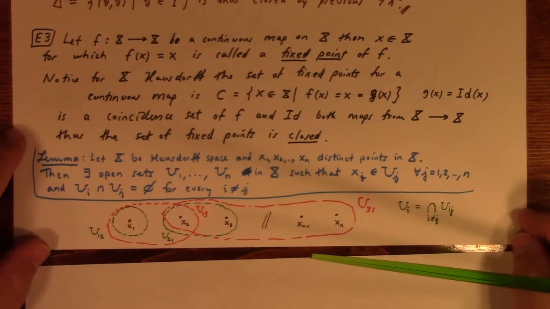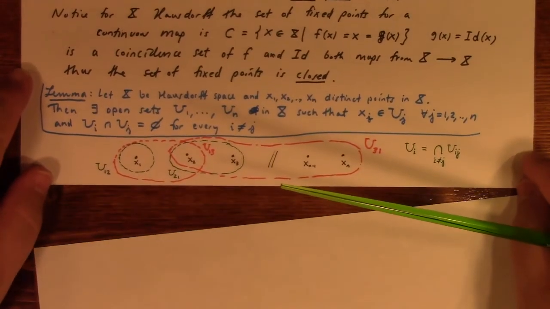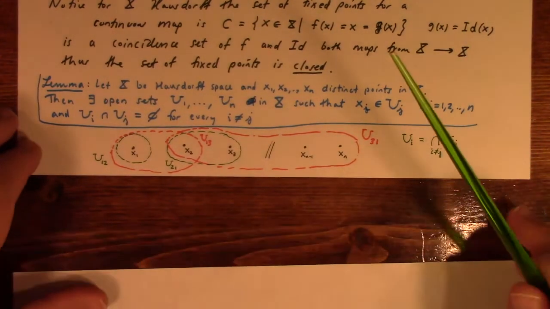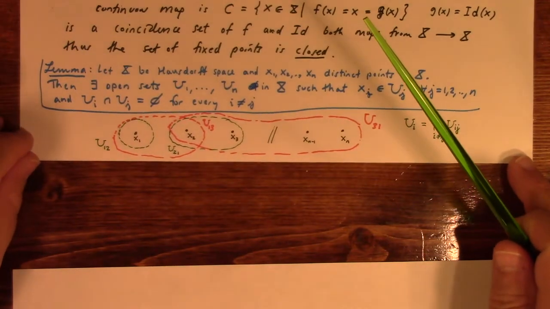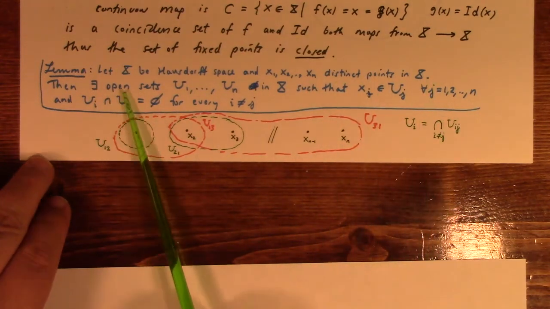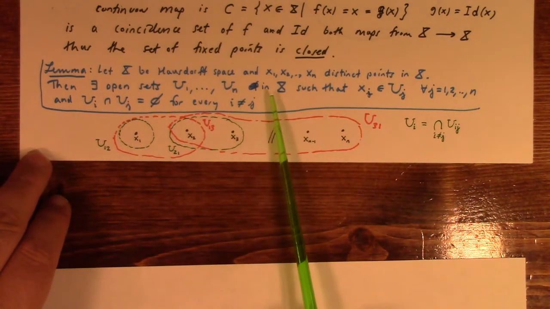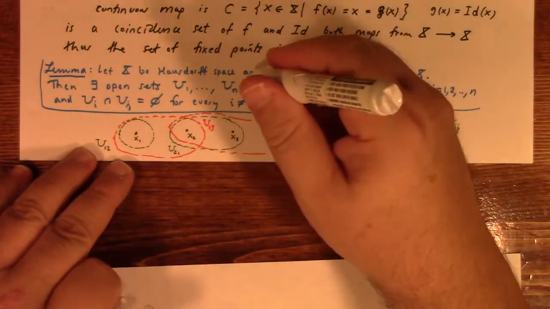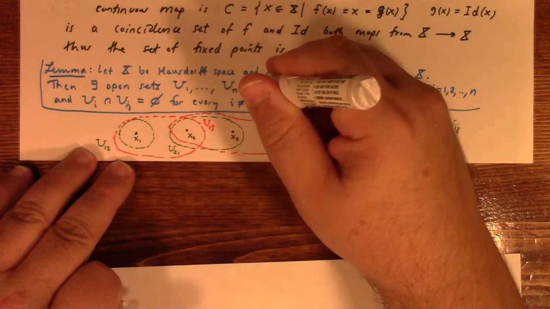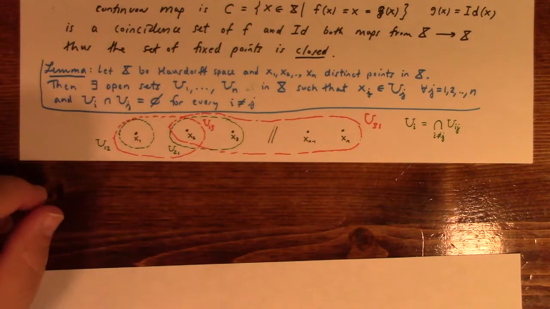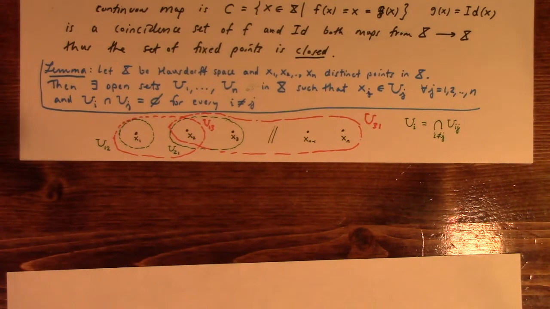And I tried to draw a picture on this page. We're going to have to go to the next page to do it justice, but let's try to start processing the proof here. So let X be Hausdorff, with x1 through xn distinct points in X. Then there exist open sets u1 through un in X such that each open set uj contains the point xj, and ui and uj are non-intersecting if i is not equal to j. Of course, if i equals j, they're the same set. Any set intersect itself is the set again.